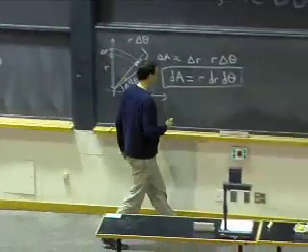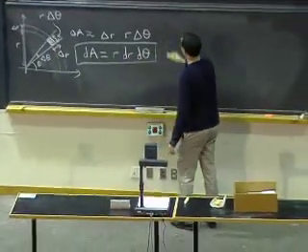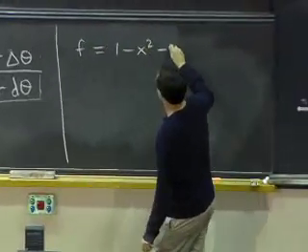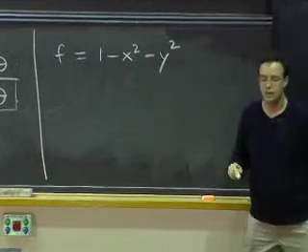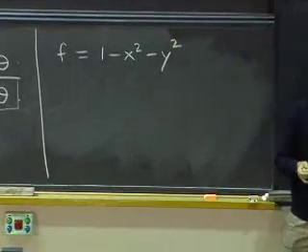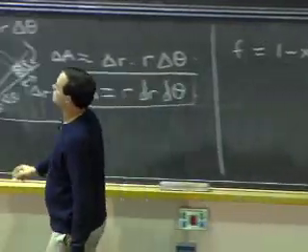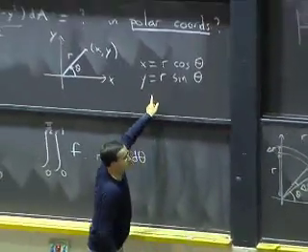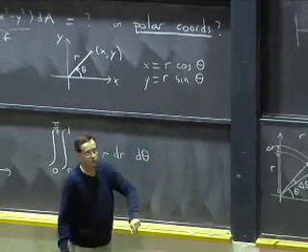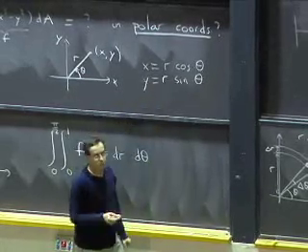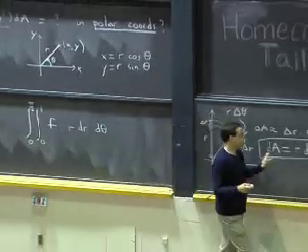So concretely, how do I do it here? Well, my function f was given as 1 minus x squared minus y squared. And I'd like to switch that to polar coordinates. I want to put r and theta in there. Well, I have formulas for x and y in polar coordinates. So I could just replace x squared by r squared cosine squared theta, y squared by r squared sine squared theta. And that works just fine.